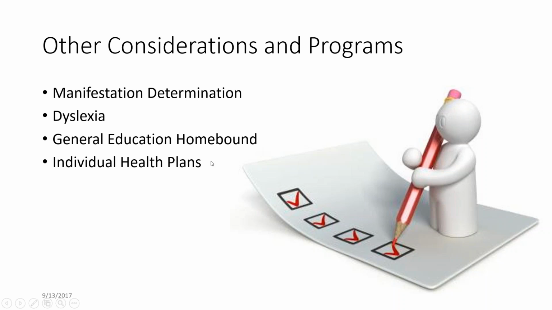And then the last thing on other considerations that I want to mention is individual health plans. And this is important. There was some information that came out from OCR that said if you have students on individual health plans or health plans, that you probably need to be considering 504 also. And so if you're not making that connection with the nurse at your school and finding out which students are on there, you may want to go ahead and do that.